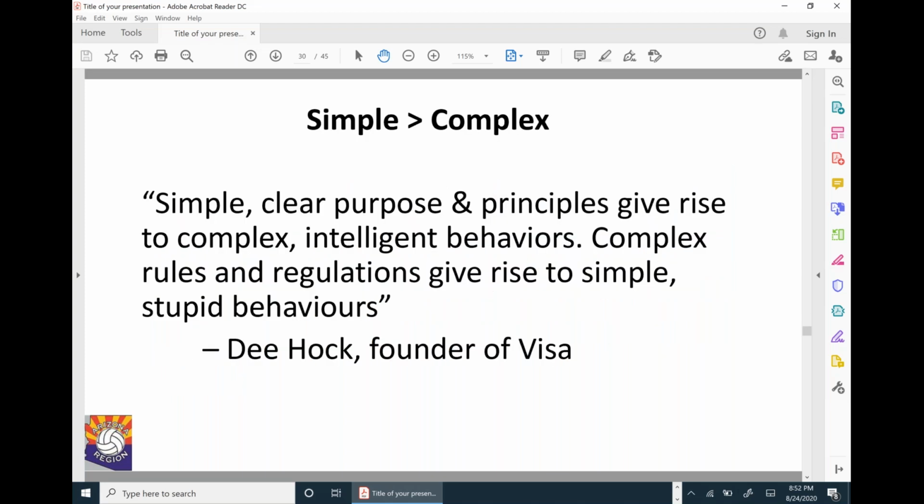You want to keep things simple, because that gives rise to complex and creative, intelligent behavior. When you make all these rules, you make really stupid and simple things happen.